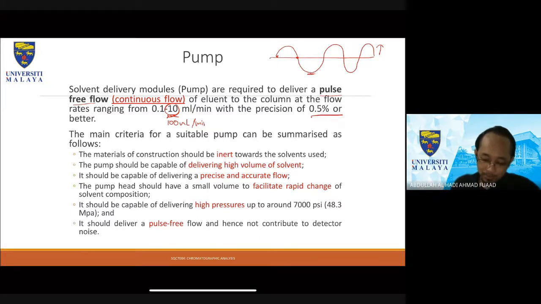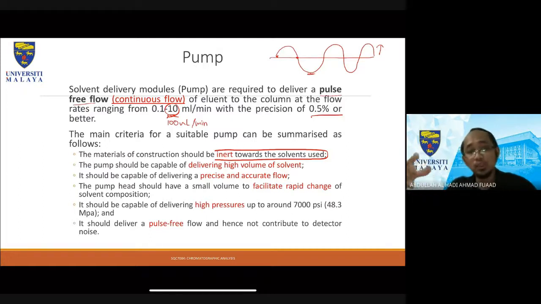The material of construction must be inert towards the solvent used, meaning that there's no reaction. The best would be a Teflon base, but there are no Teflon base pumps, none that I know of. But it must be inert to chemicals. So if on day one you want to use methanol, day two hexane, day three acetone, and day four you want to go back to water, plus an acidic or basic solution, it must be inert towards these various types of solution. That's the best, of course.